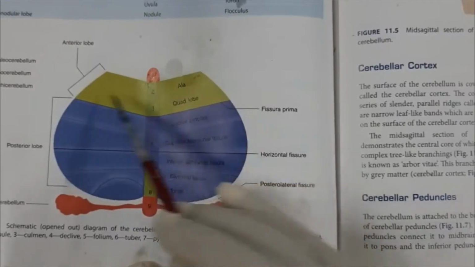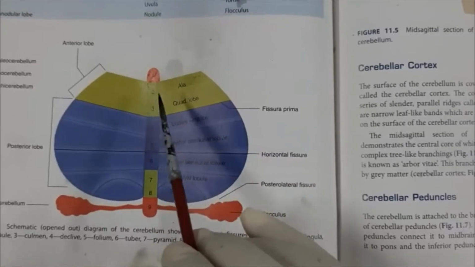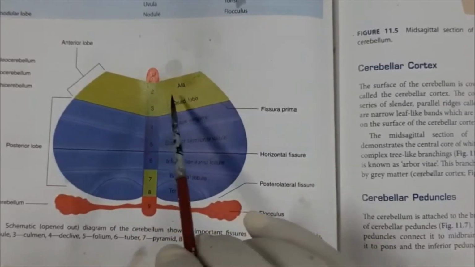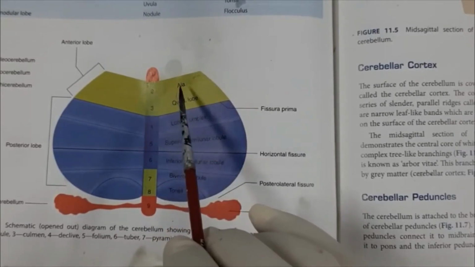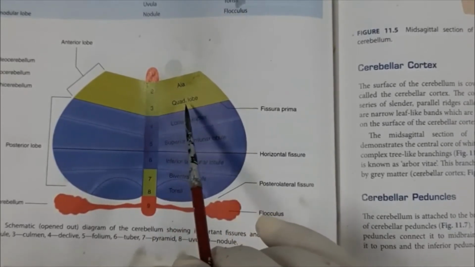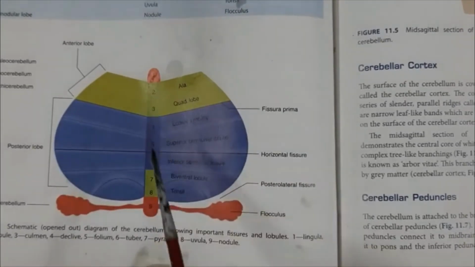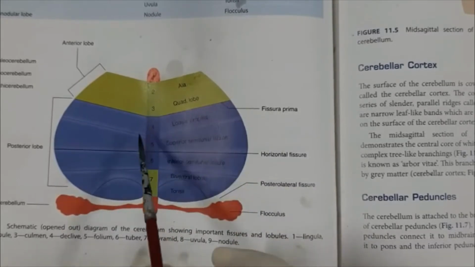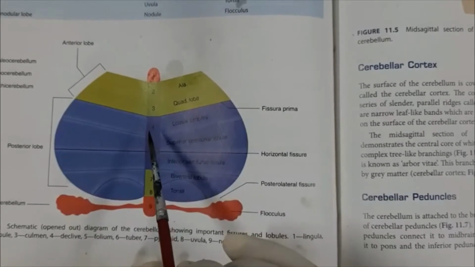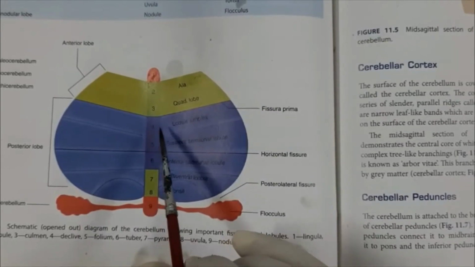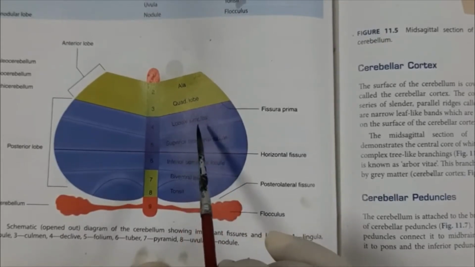Now, this vermis, except for the lingula part of the vermis on the superior surface, is not continuous with the lobules. The other parts of the vermis are continuous with the various lobules. In the anterior lobe, there are 2 lobules. The central lobule is continuous with the ala, and the culmen is continuous with the quadrate lobe. Then we come to the lobules on the posterior lobe, that is the middle lobe. Number 4 here is declive, and declive is continuous with the simple lobule or lobulus simplex.